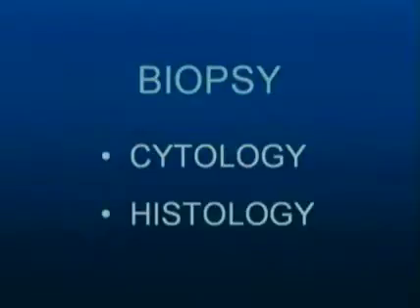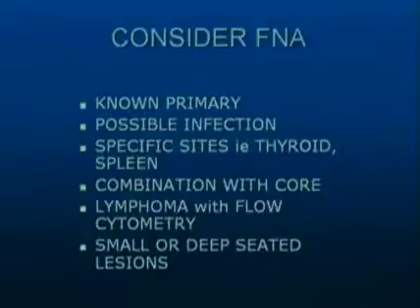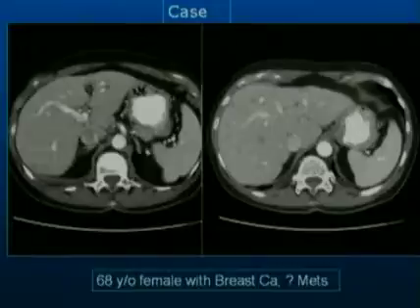Well, let's look at biopsy for either cytology or histology, and then consider FNA. We'll consider FNA when we know we have a primary. For instance, we're doing a biopsy in the liver. We know the patient has colon cancer. When there's possible infection, or even for lymphoma, we have to do flow cytometry, in combination with core. Let's take a couple of examples.